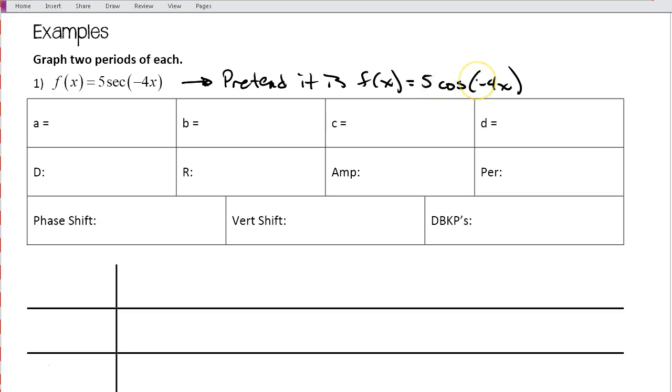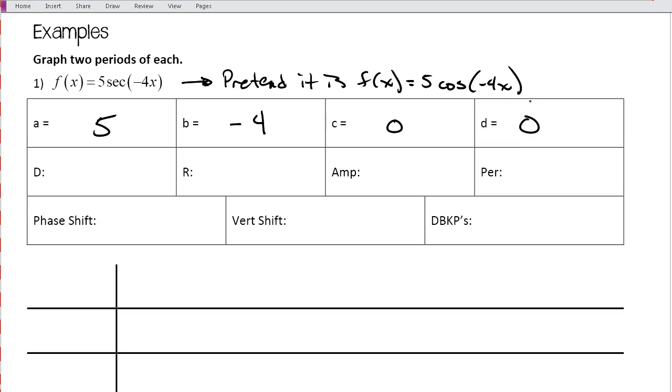and all of this is going to match, except when we get to the graph, when we're going to have asymptotes where the value would normally be 0, because when we do the reciprocal, that'll be undefined, and the curve is going to be different as well. So for A, we've got 5. For B, I have negative 4. C and D are both 0.